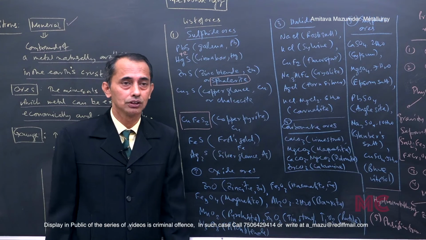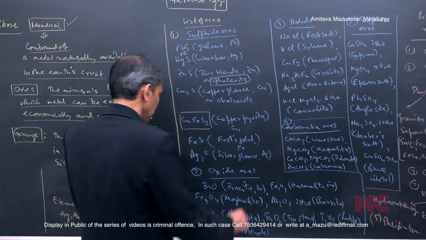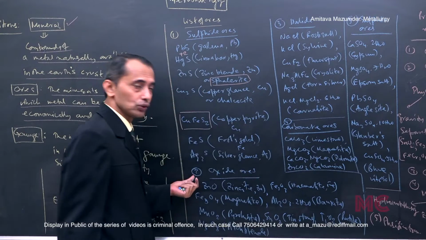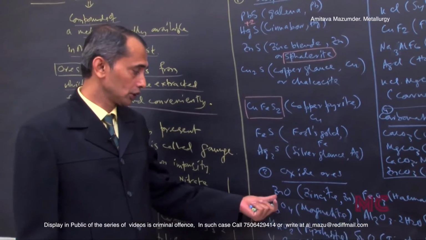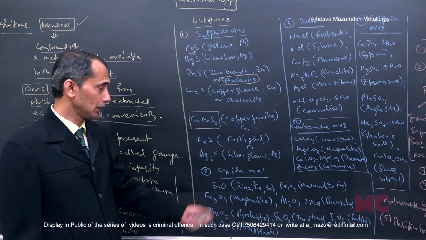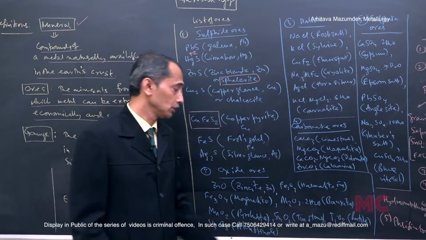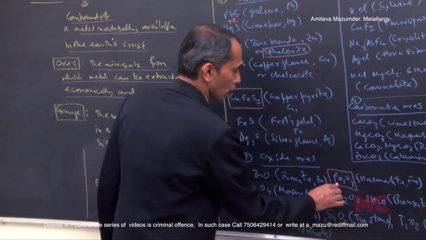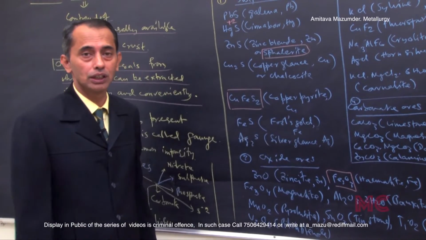Ag2S, silver glance, that is silver glance or argentite. Now if I talk about oxide ores, there can be many, like zincite, ZnO, zincite for the source of zinc. Fe2O3, this is the ore we use for the extraction of iron, Fe2O3, red hematite.